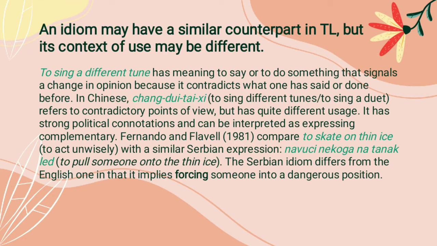Also, Fernando and Flavell in 1981 compare the English expression "to skate on thin ice," which means to act unwisely, with a similar Serbian expression "to pull someone onto the thin ice." The Serbian idiom differs from the English one in that it implies forcing someone into a dangerous position.